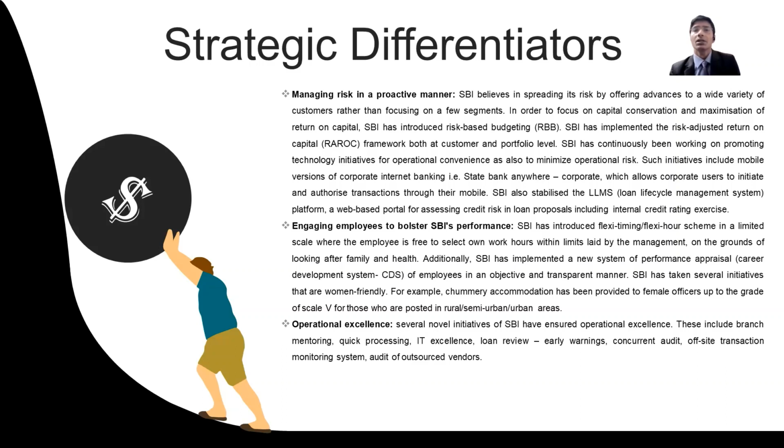For example, summary accommodation has been provided to female officers up to the grade of scale 5 who are posted in rural, semi-urban and urban areas. Sixth is operational excellence. Several novel initiatives of SBI have ensured operational excellence. These include branch mentoring, quick processing, IT excellence, drone review, concurrent audit, offsite transaction monitoring system, and audit of outsourced vendors.